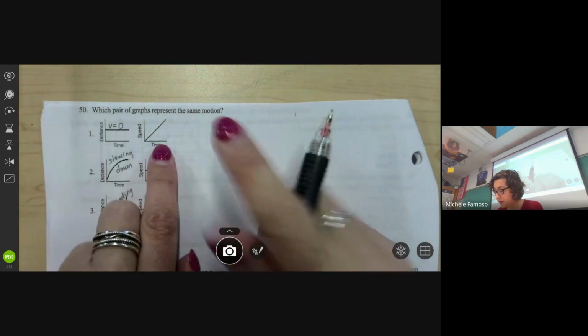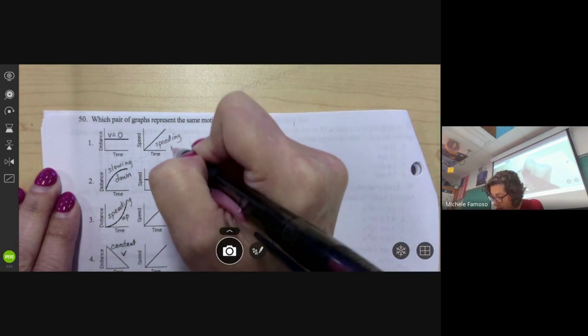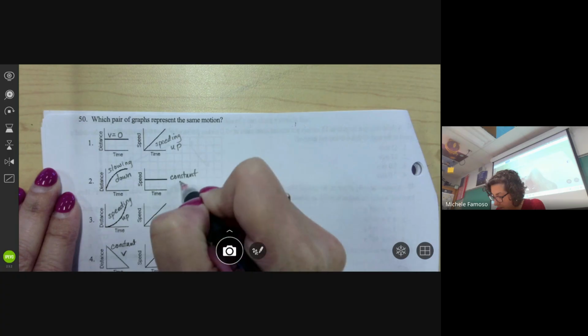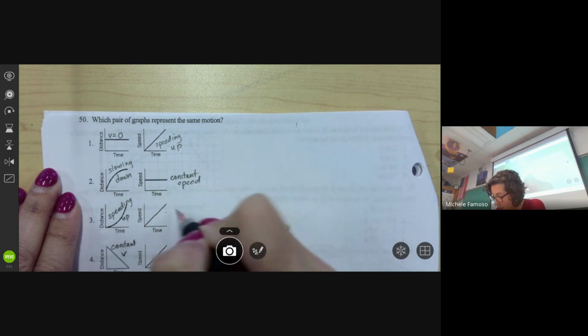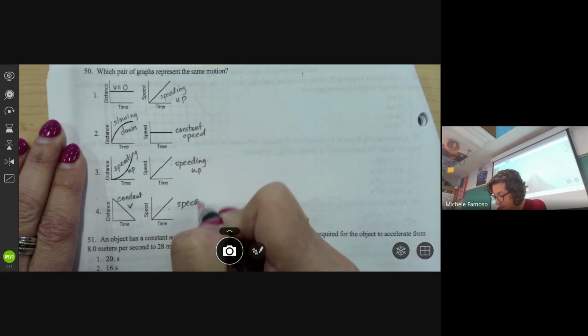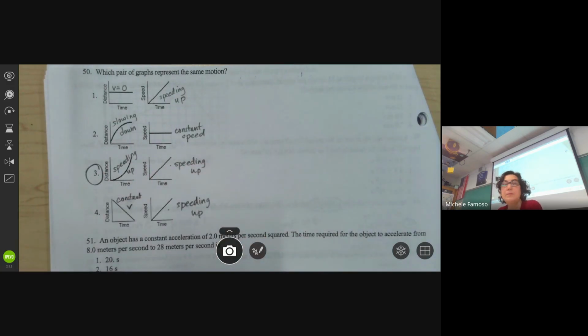What is this graph of speed versus time showing us? This is showing us speeding up. This one shows us traveling with a constant speed. This one shows us speeding up. And this one shows us speeding up. Which one matches? 3. Anything else through 60?